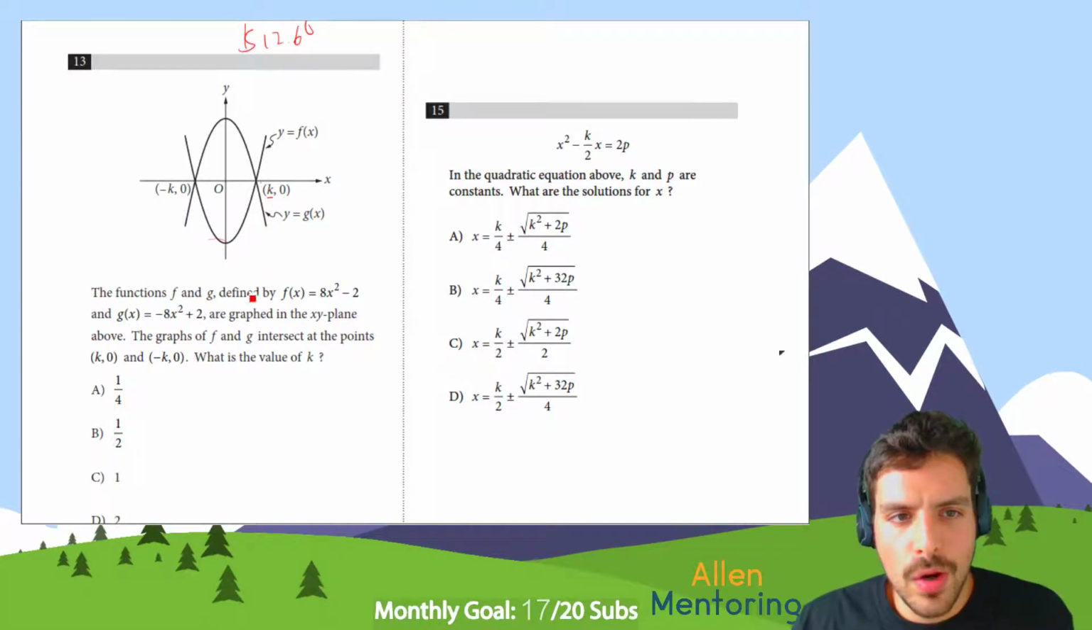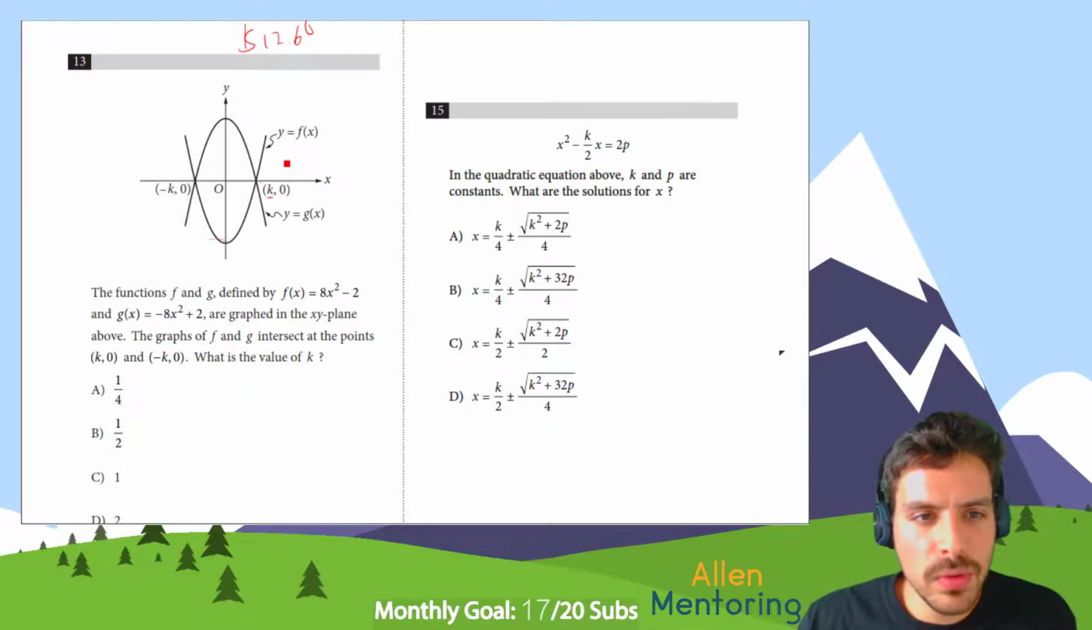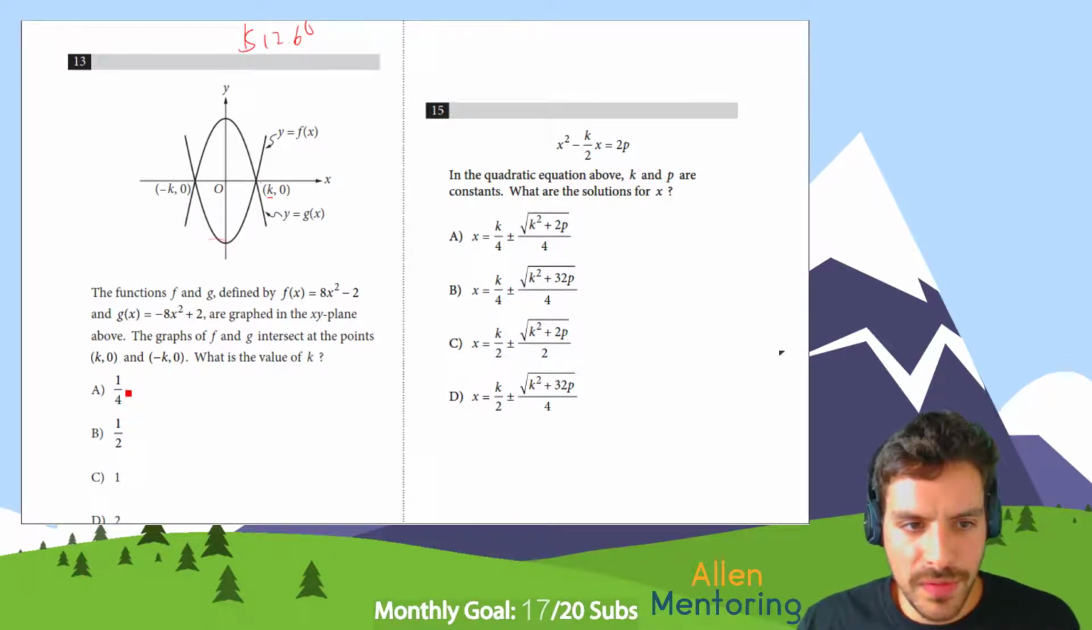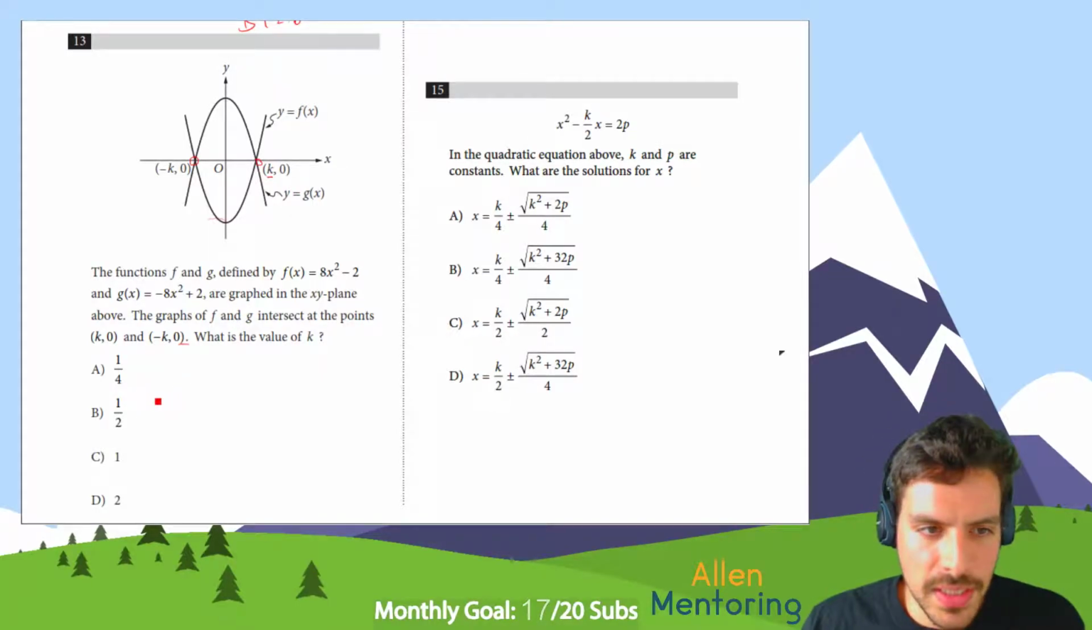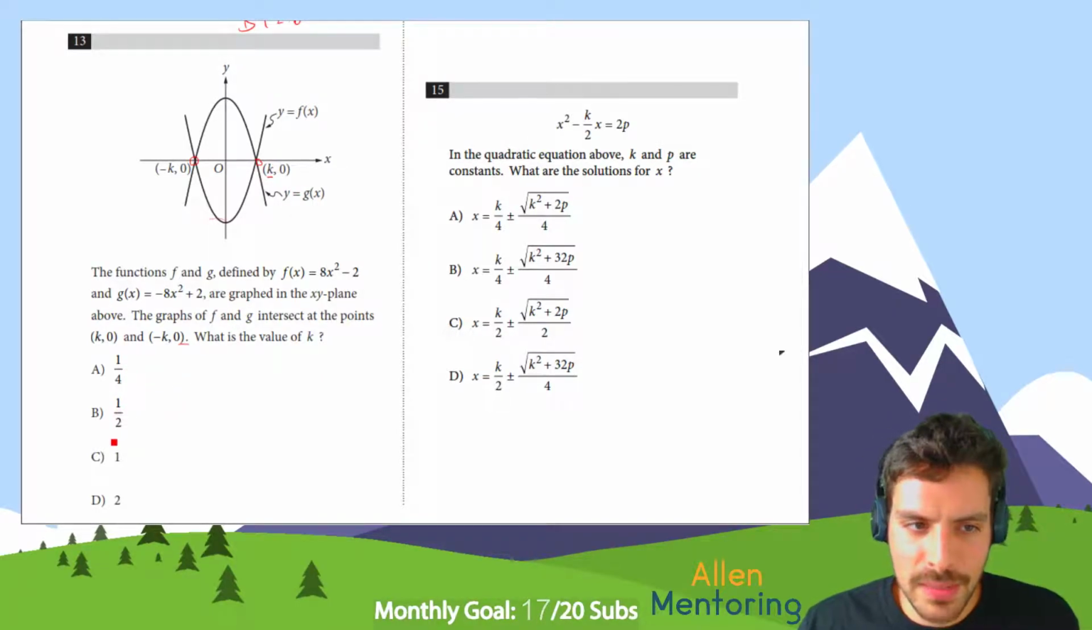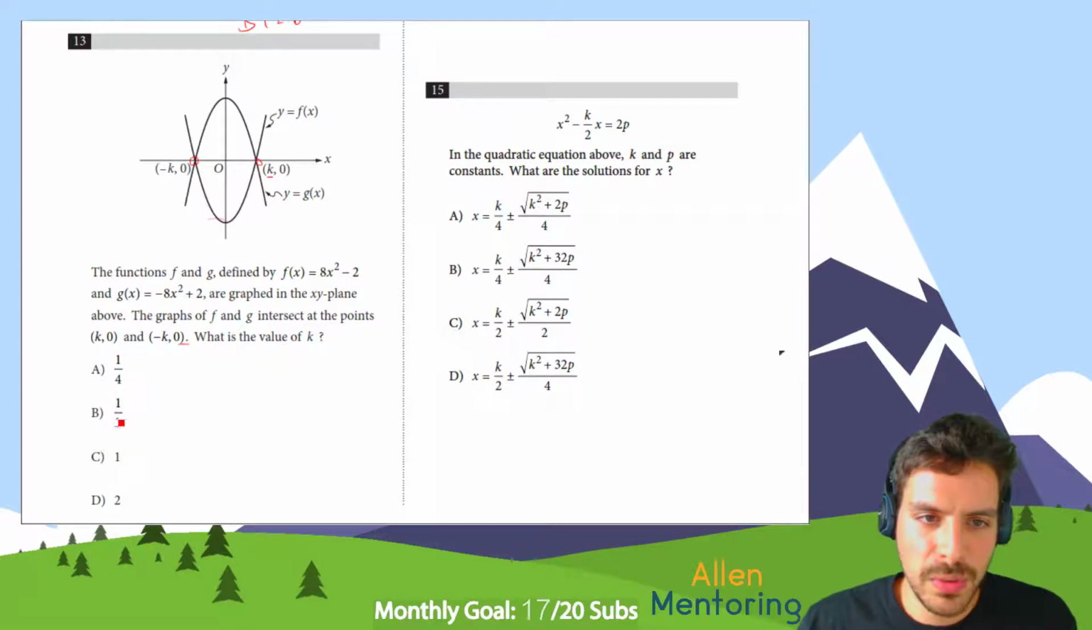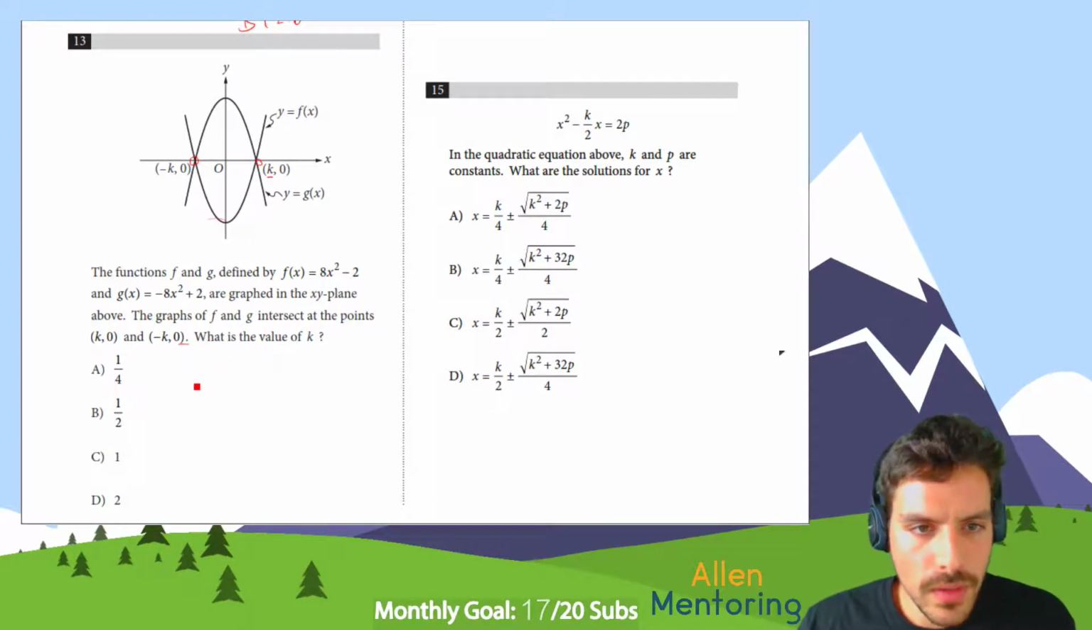They're basically saying, what does x have to equal so that y is 0? Which one of these, if k is one of these, will y equal 0? And it will equal 0 in both equations, because they both go through k, 0 and negative k, 0. So that's pretty easy. All we have to do is try out each of these, plug it in for x, and see which one of these equals 0.